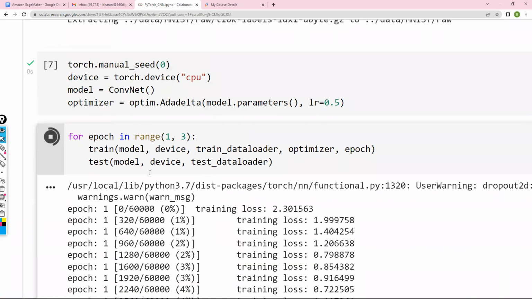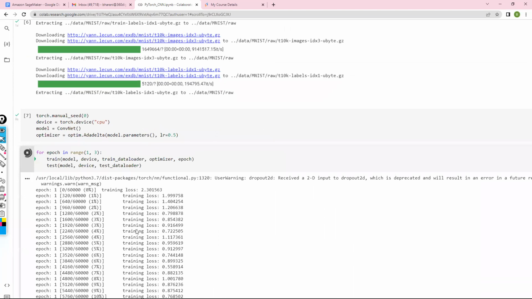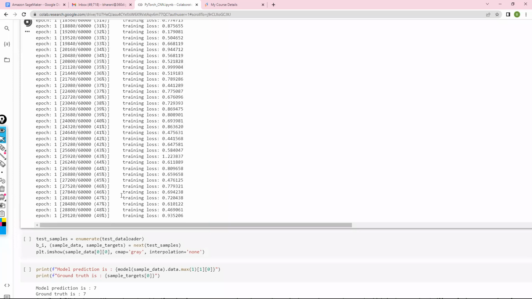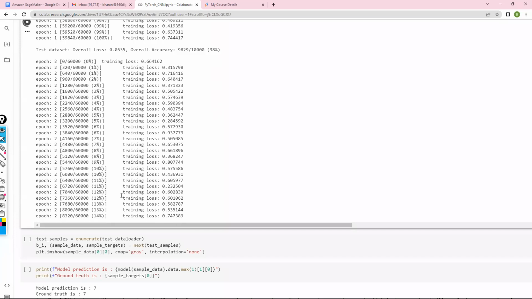Once you train the model, you also want to test it. So now training is going on, and after every step you have the training loss. Epoch 1 is going on now. Then after epoch 1, you'll have epoch 2. Mind you, we are using CPUs. When you use CPUs, of course, it will take some time. You can as well use a GPU, but I just wanted to show you how a CPU machine works. So let it complete.